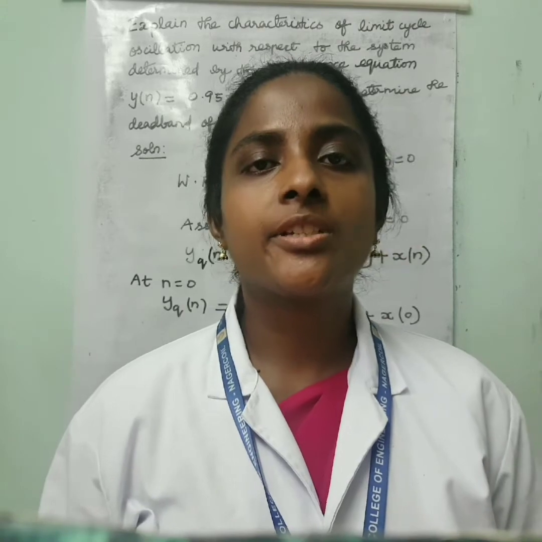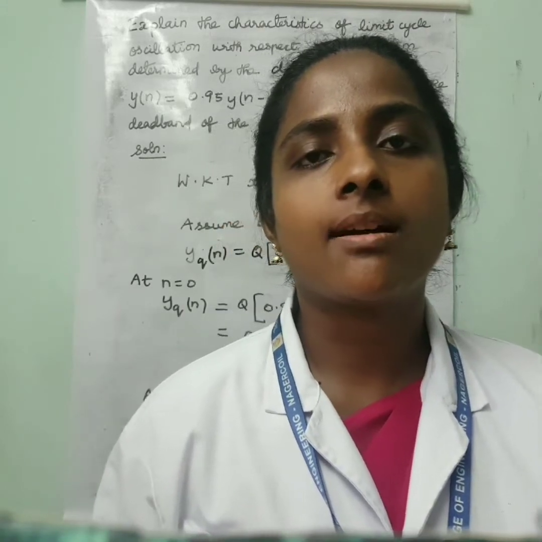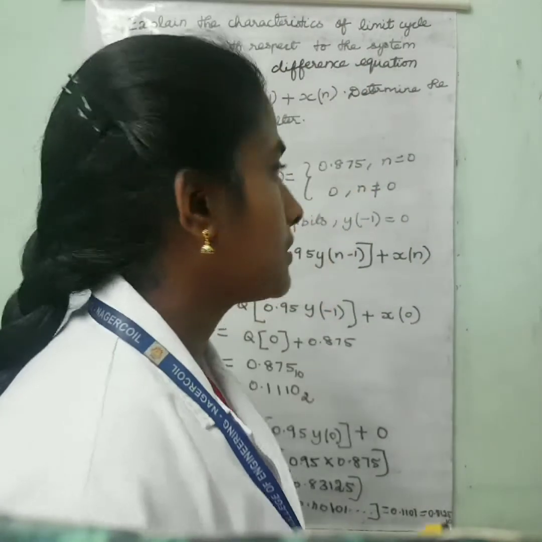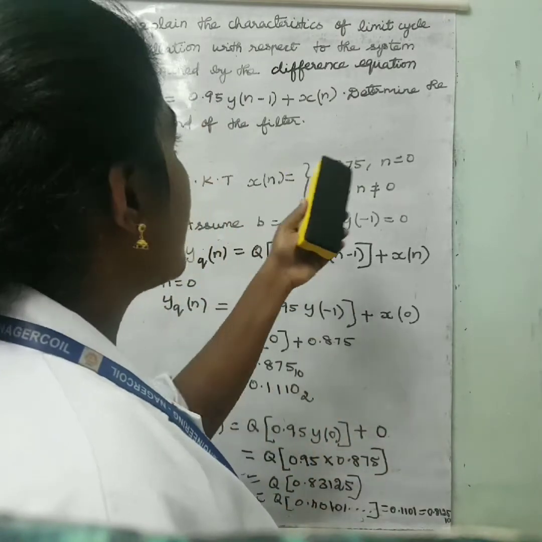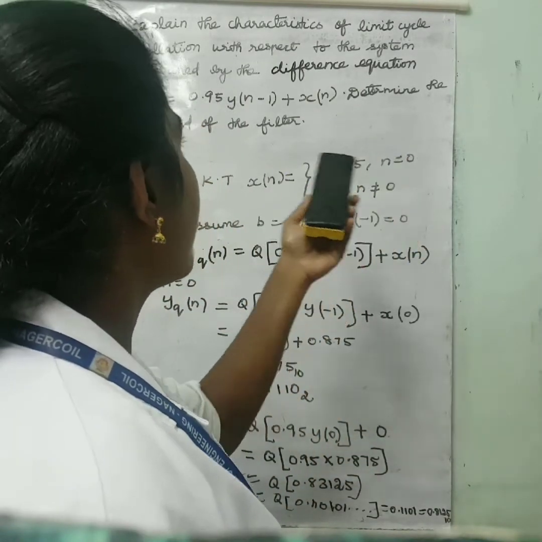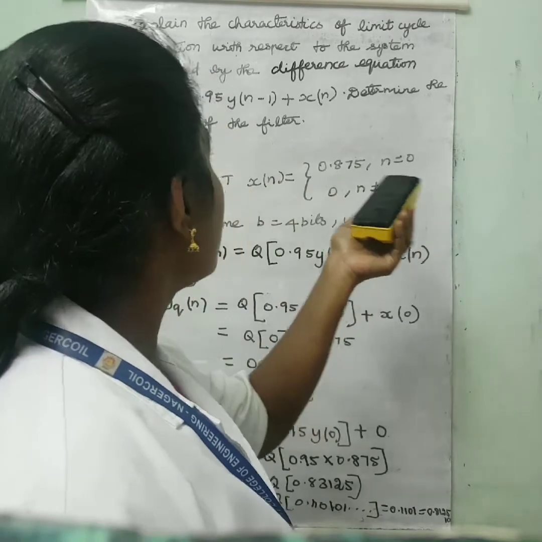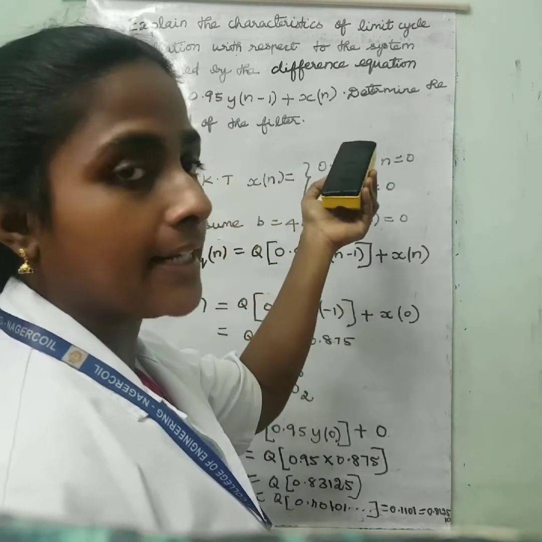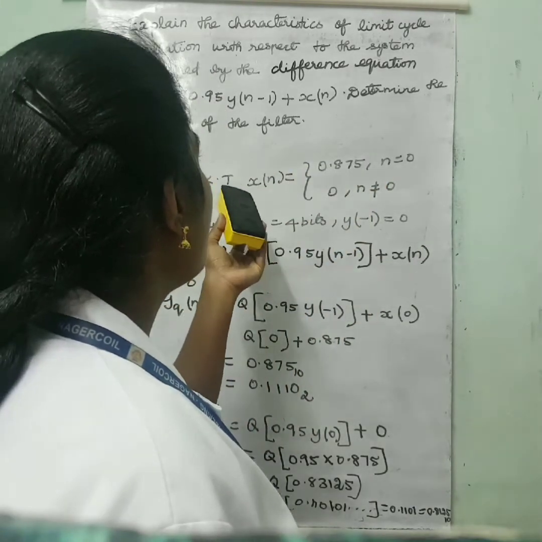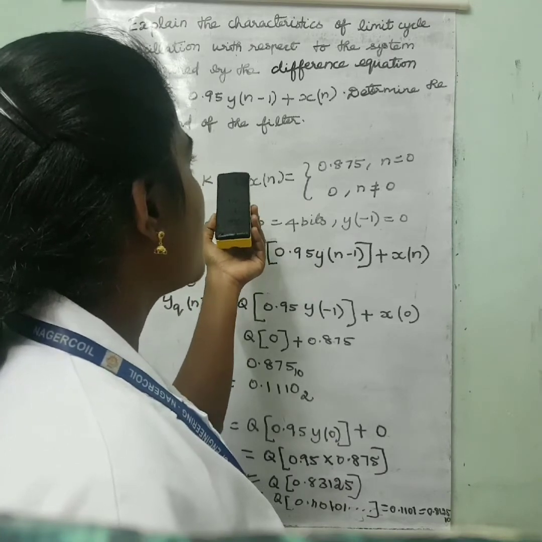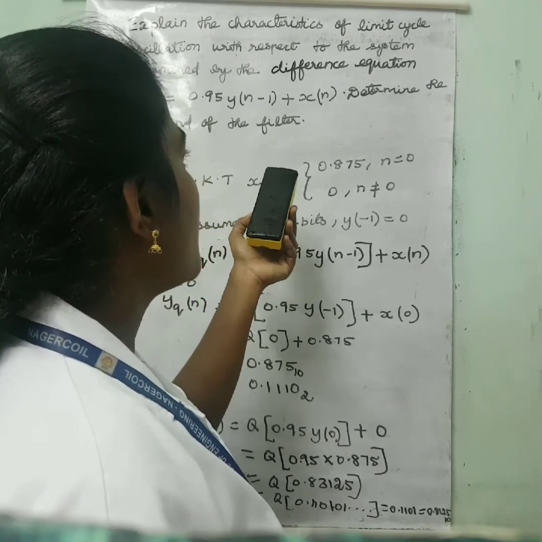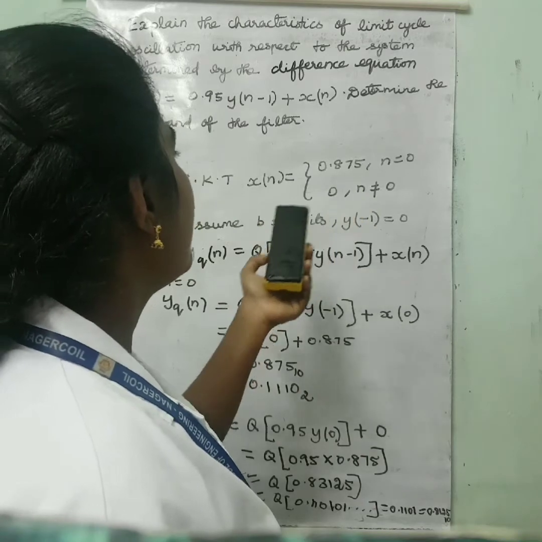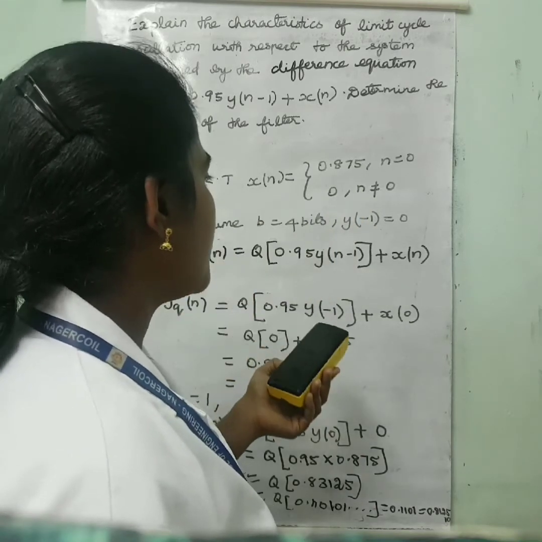Today I am going to teach a problem on limit cycle oscillation. The question is, explain the characteristics of limit cycle oscillation with respect to the system determined by the difference equation y of n is equal to 0.95 into y of n minus 1 plus x of n. Determine the dead band of the filter.